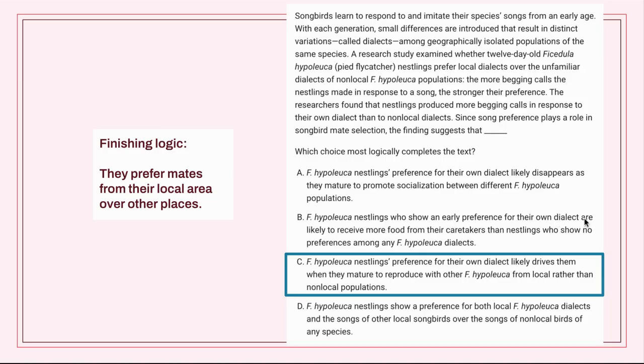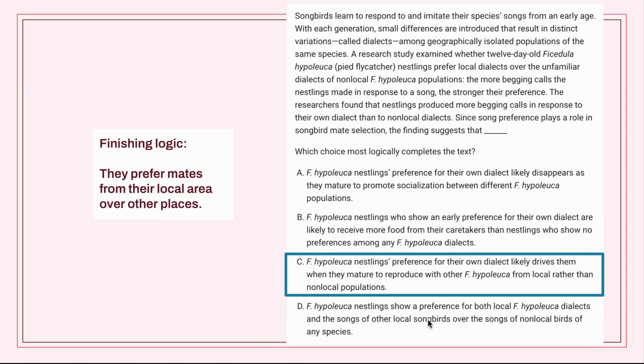Nestlings who show an early preference for their own dialect are likely to receive more food from their caretakers. Maybe that's true, but it does not talk about caretakers anywhere. And this sentence is about mate selection. So our answer choice also has to do with choosing a mate, not how much food they receive from their parents. That's an unrelated thing, right? So that's also incorrect.